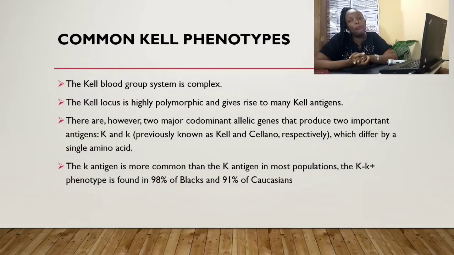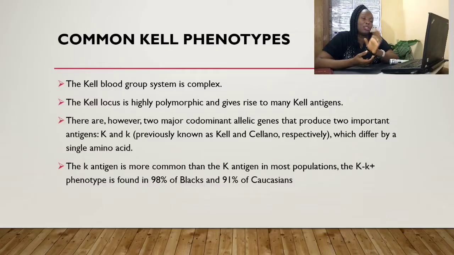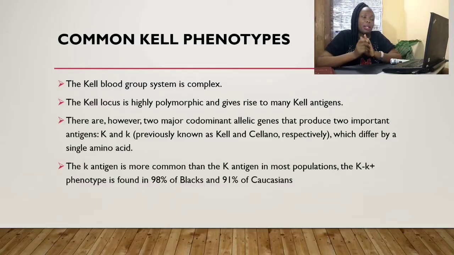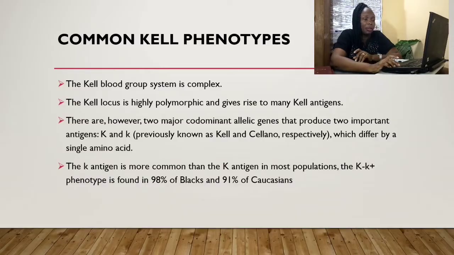And then the phenotypes, big K minus, small K plus, as shown on the slide. The phenotype big K minus and small K plus is found in 98% of blacks and 91% of Caucasians.